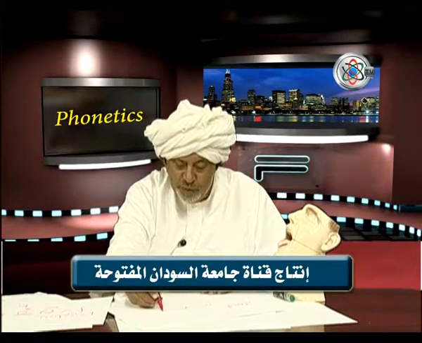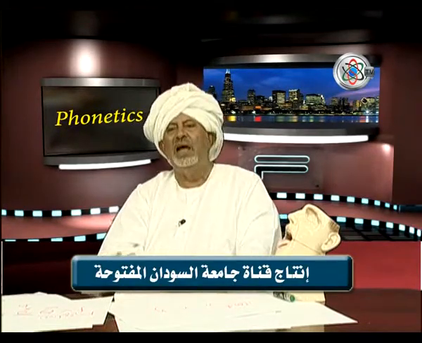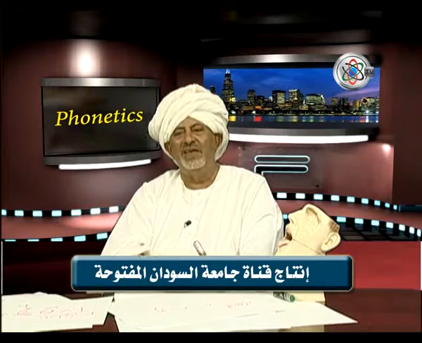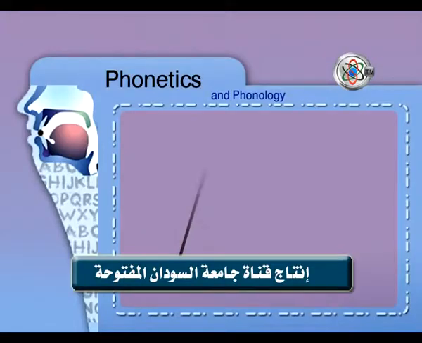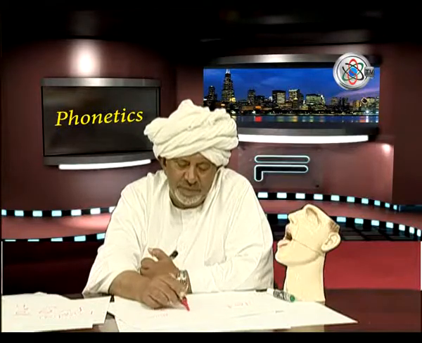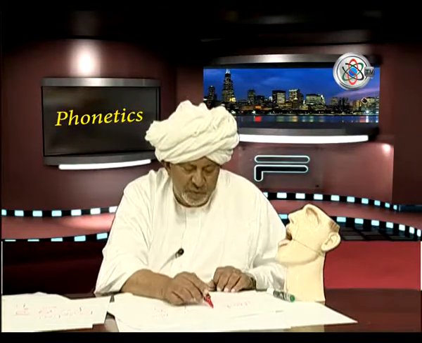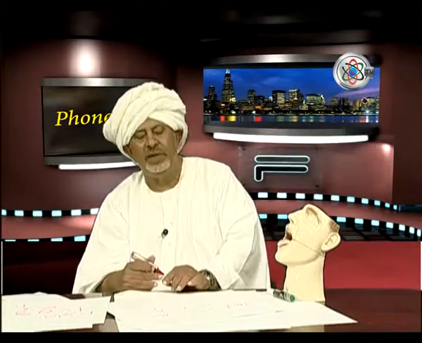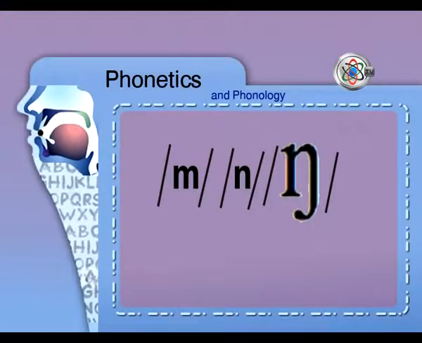The last sound, which we don't have in Arabic, is called ng. Like king, the last sound in the word king, or ring, or in the word finger, or in the word English. This sound, again, the back of the tongue, again, is the velum. The place is the velum, so the sound is a velar sound. This is an alveolar sound. And the ma is, as we said, a bilabial sound. These are the 3 nasals in English.